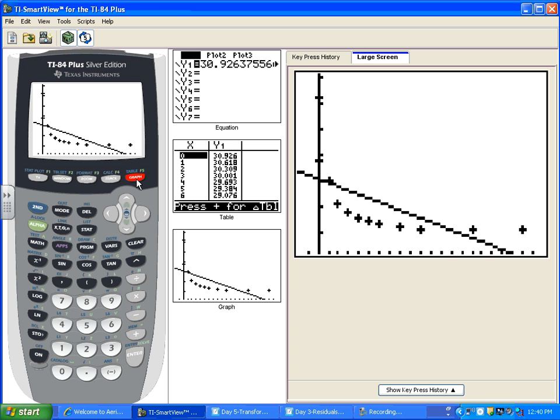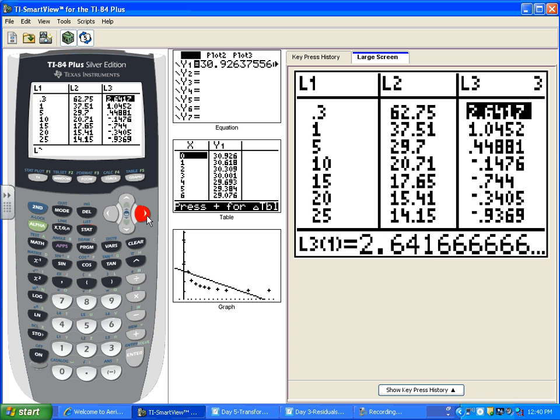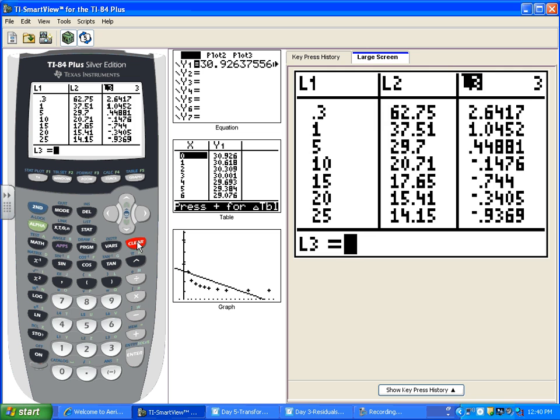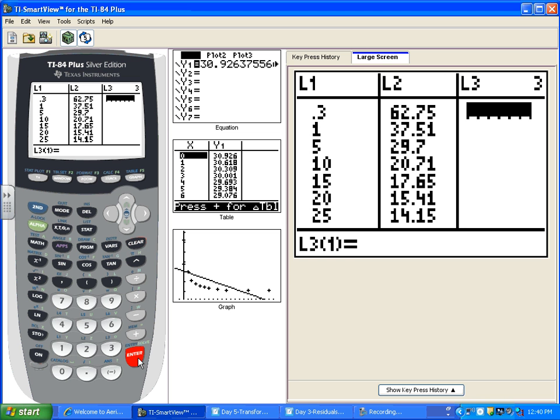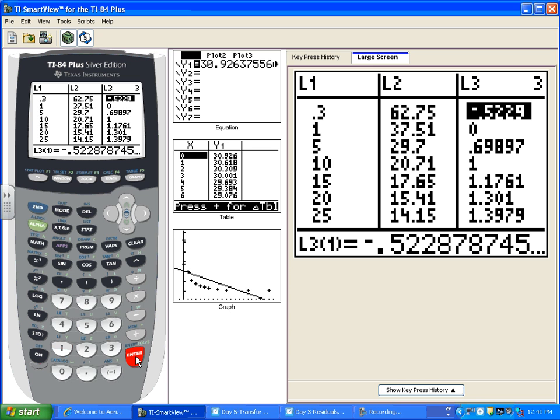In this case, I am going to take the log of my x values. Okay? I want to take the log of my x values only. So over there on list 3, I'm going to log my x values. How do I do that? Press log list 1. So I've now taken a log of my x values.